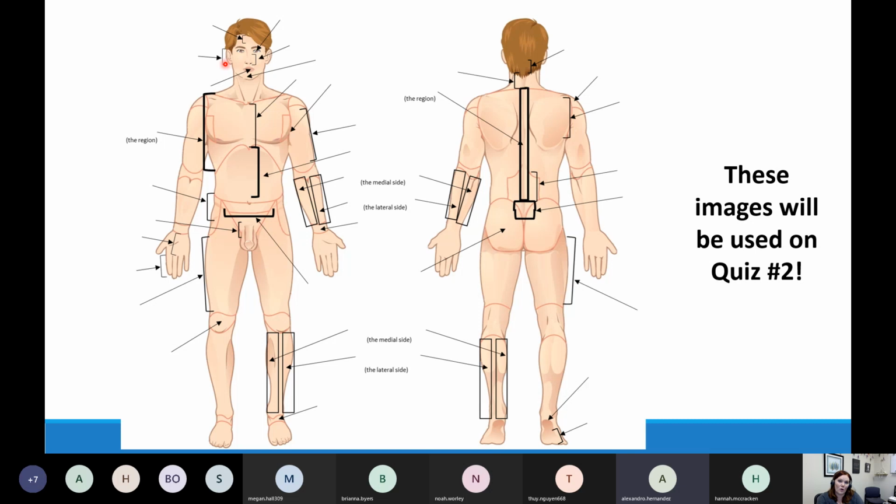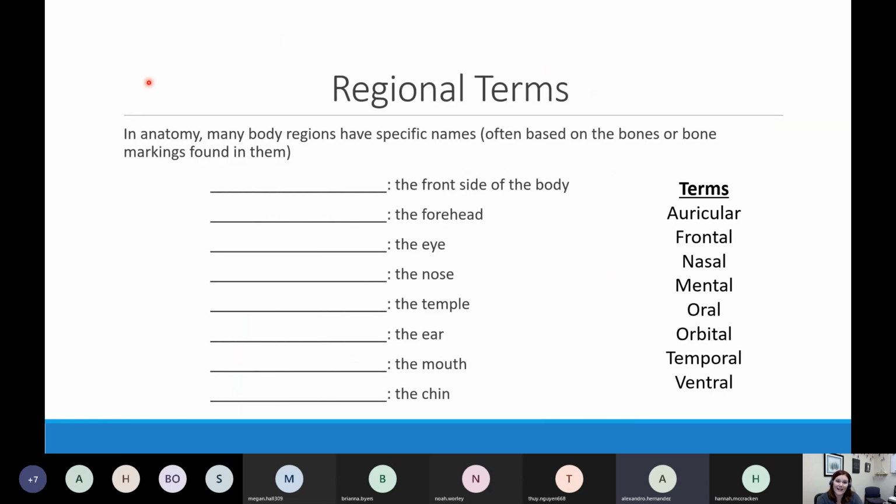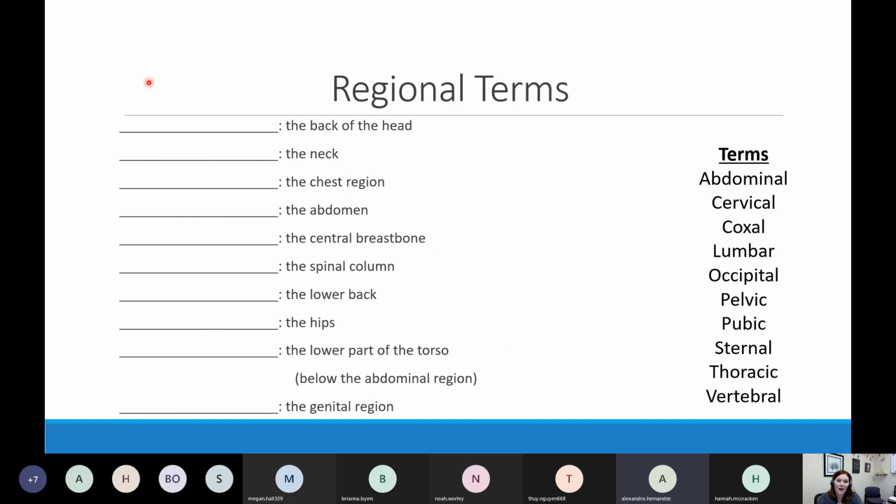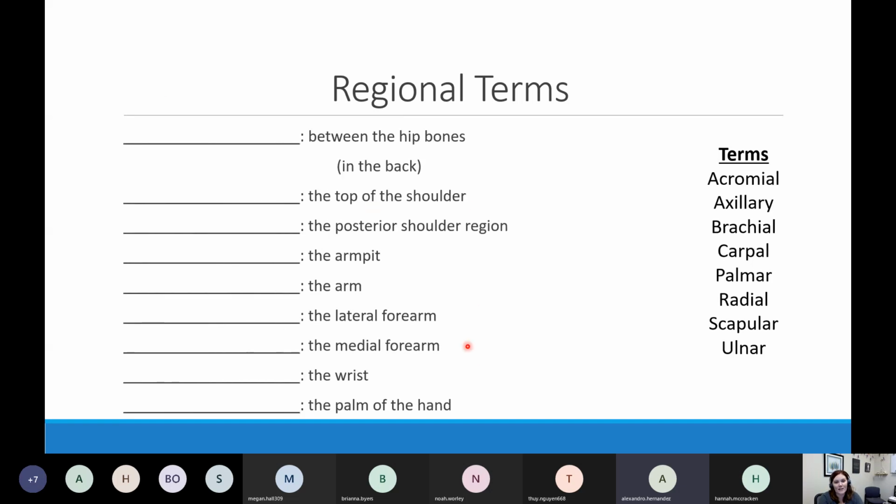So again, I want to emphasize, as you are working on learning regional terms, it's not worth spending a lot of time talking about or memorizing these word descriptions of where the regions are found. Make sure that we can find those regions on ourself or on a picture of a person. If you can find those regions on yourself or in that picture, you're going to be able to match up these terms as well.